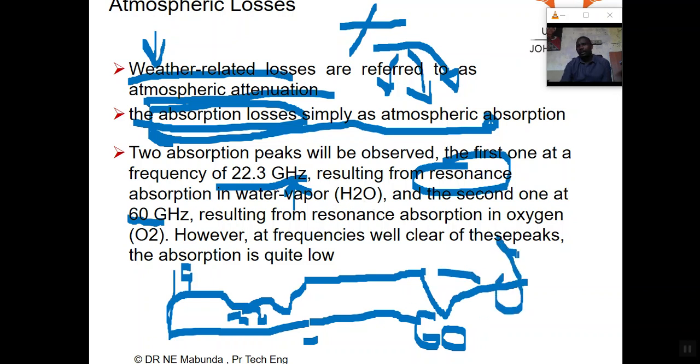is caused at a certain frequency, where the first one is a case of resonance absorption by water, at 22, and then from there you have another one at 60 gigahertz, a resonance absorption by oxygen, right? So in this case, resonance results in a loss. If you remember, in resonance you happen to have a lower resistance in a coil.